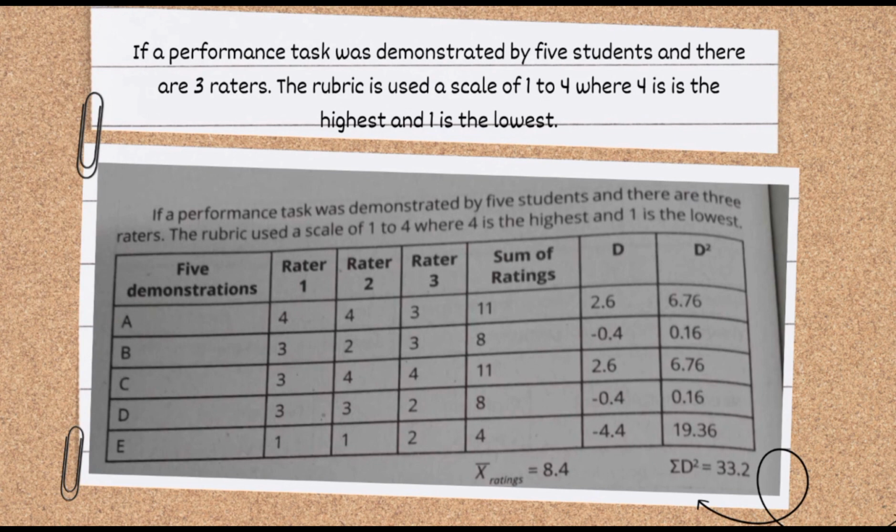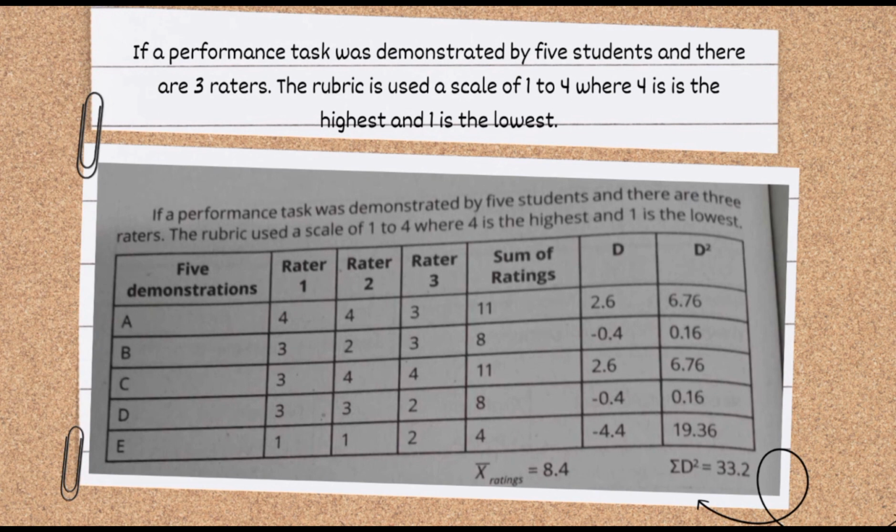So the sum of the ratings divided by 5, the answer would be 8.4, and that is the answer at the bottom. That is also called the mean.